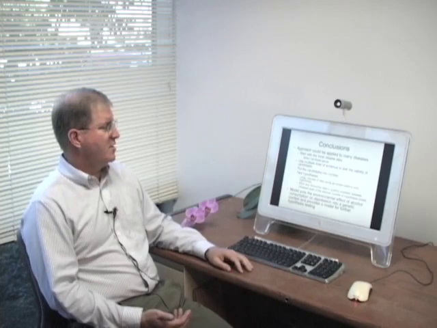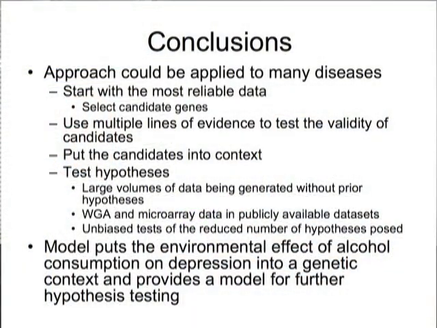So in conclusion, this approach really can be used for many complex diseases. I want to emphasize that in every step of the analysis, it's important to use the most reliable data. In this case, we did that to select candidate genes. Use multiple lines of evidence to test your hypotheses. And if at all possible, use independent lines of evidence. Then put the candidates into context.